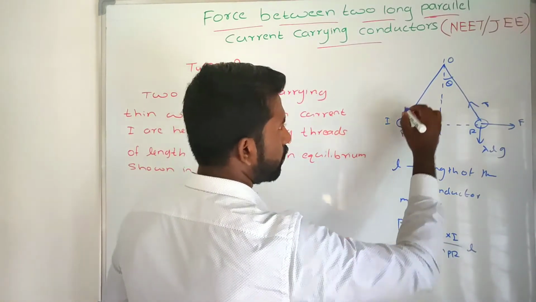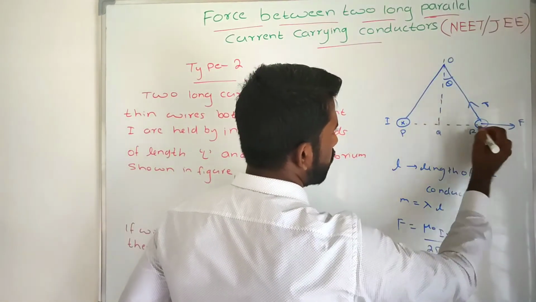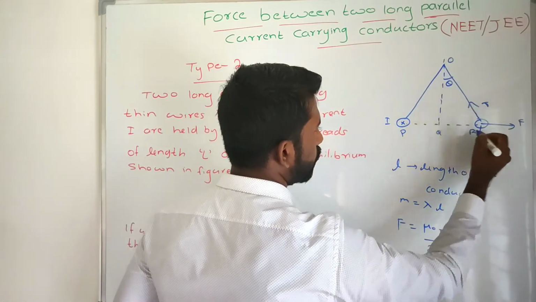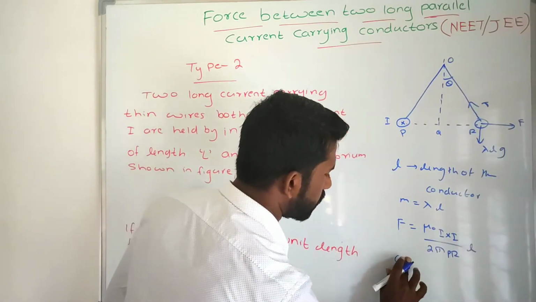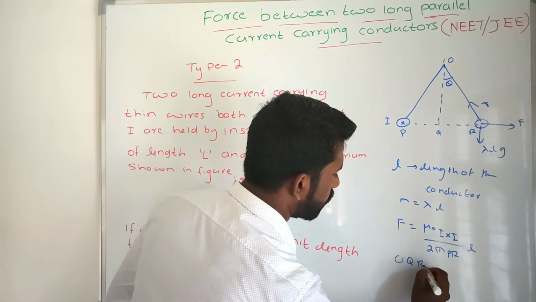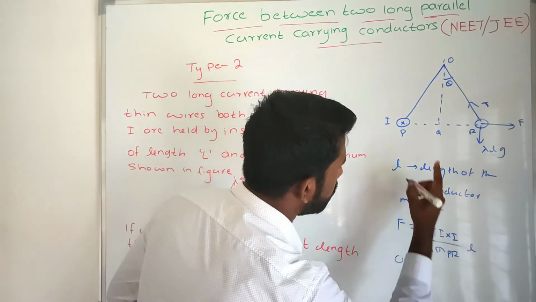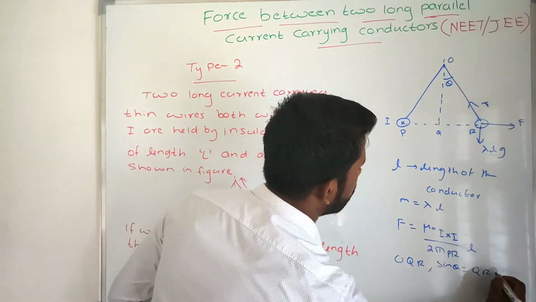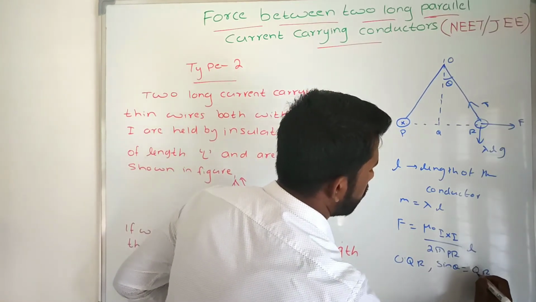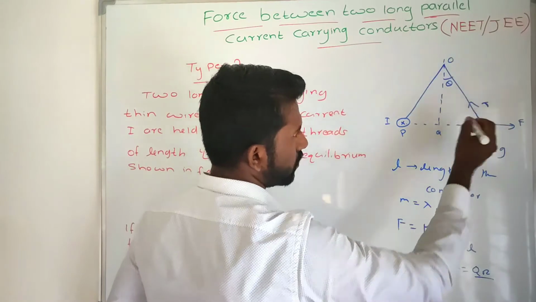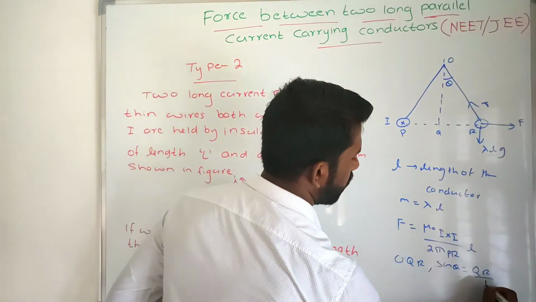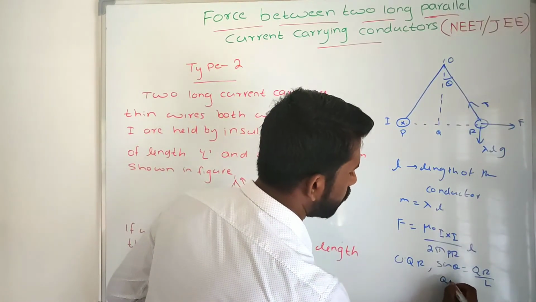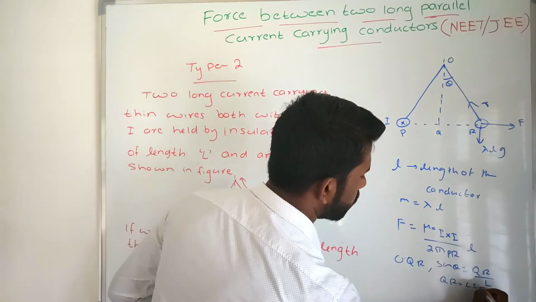Okay. To find out the PR, please take the triangle OQR. From the triangle OQR, what about the sine theta? Sine theta is equal to QR divided by the hypotenuse. What is the hypotenuse? That is OR, that is the length L. So QR is how much? That is L sine theta.